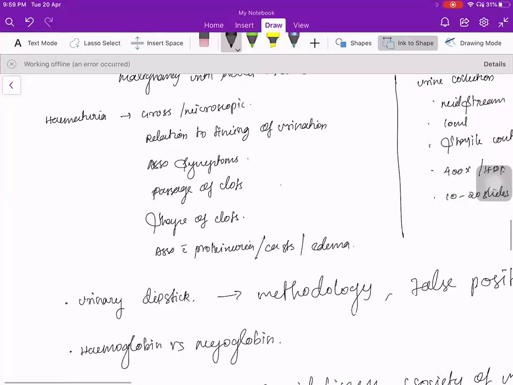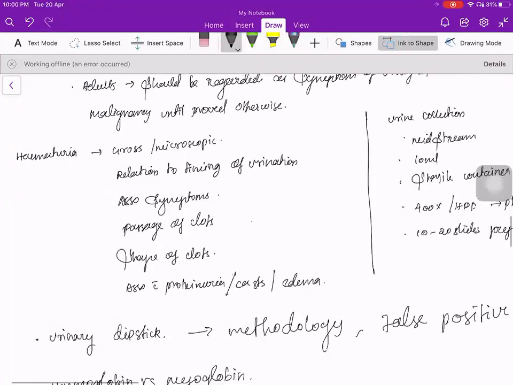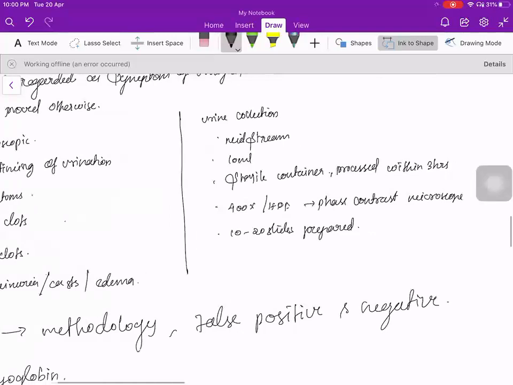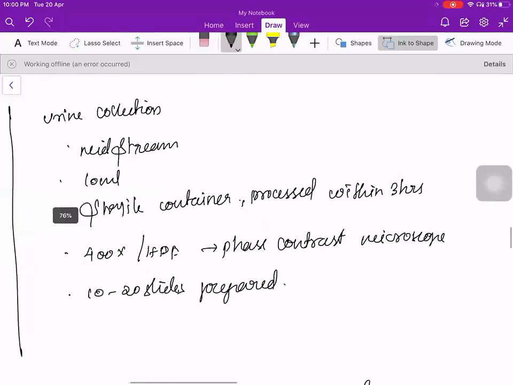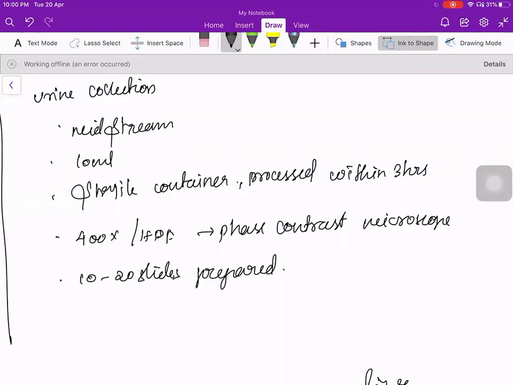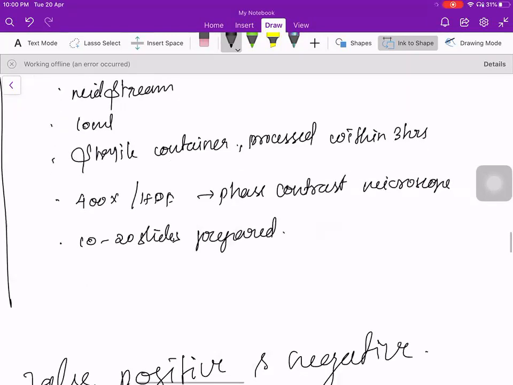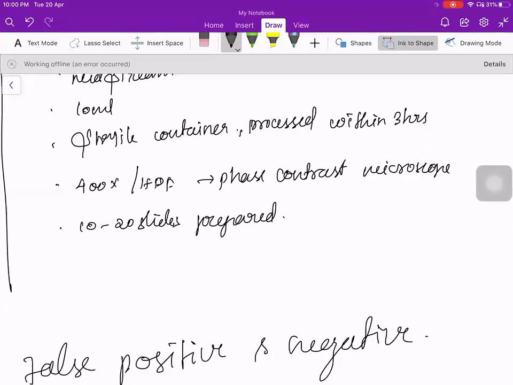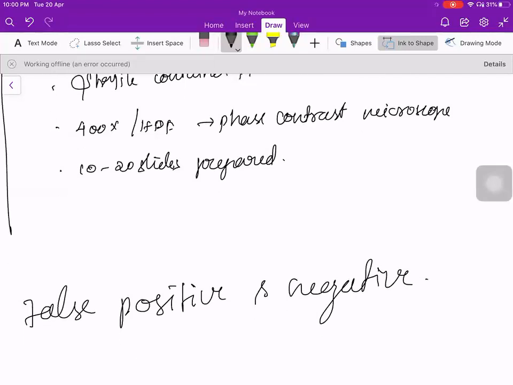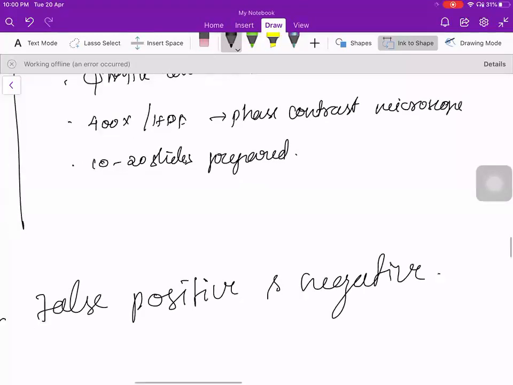So how are you going to identify hematuria? This thing we have already discussed in the basic urine analysis. We have to collect the midstream urine. We have to discard the initial urine to remove the squamous cells, and we have to collect around 10 ml of urine in a sterile container, and it should be processed within 3 hours. And we have to examine the urine specimen under 400 times magnification in the phase contrast microscope.